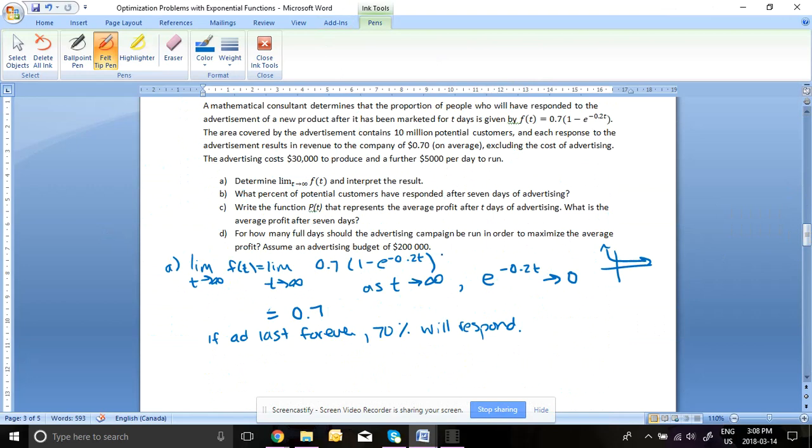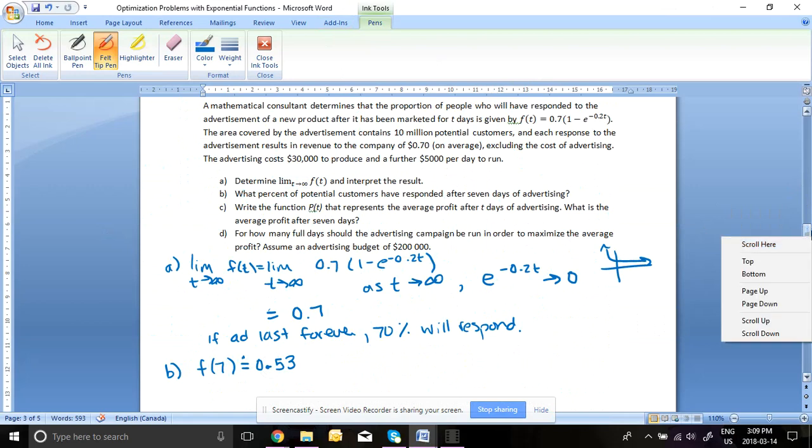Okay, what percent of potential customers have responded after 7 days of advertising? Okay, so we don't actually need to do a derivative there. That's just our function after 7 days. Okay, so that gives us approximately 0.53 or 53% of people if you put 7 into that function. Okay, so write the function P(t) that represents the average profit after t days of advertising. What is the average profit after 7 days?